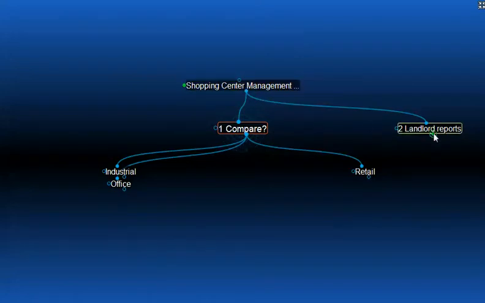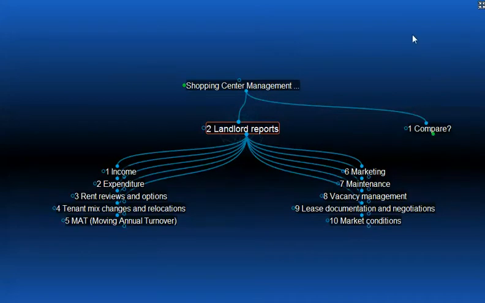So, let's look at landlord reports. The landlord reporting process in retail shopping centre management is significant. In a complex property of many tenants, specialty tenants and anchor tenants, there would be a need to report weekly, monthly, quarterly and annually. The intensity of reporting is required to help the landlord and the property manager stay ahead of any shifts in retail and also tenant key performance indicators.